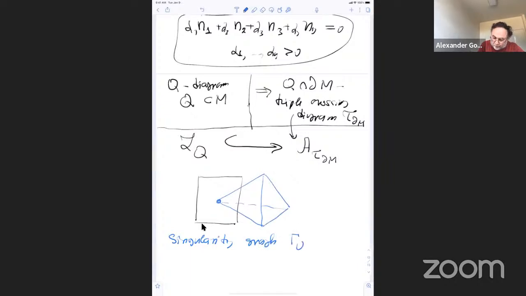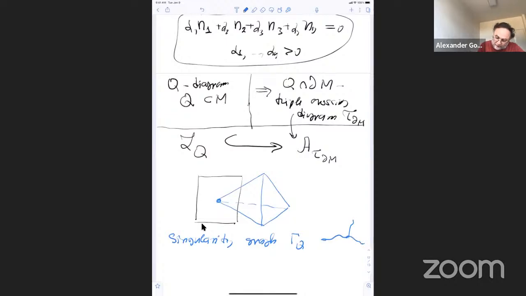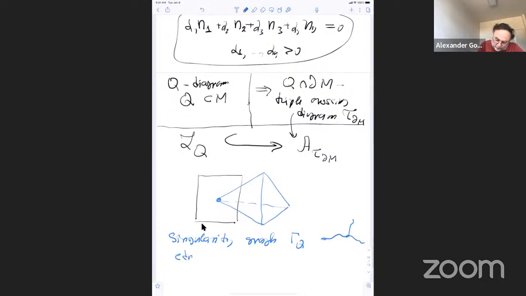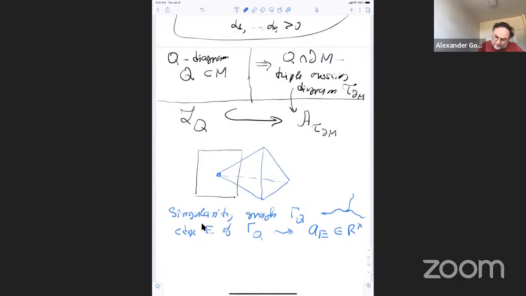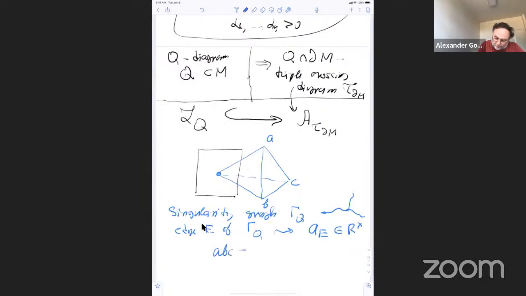Let's call the graph of this Q. It has these edges, and it has vertices which are quadruple intersections. So it looks like that. And so we assign to each edge E of this singularity graph a certain number, a non-commutative number in R star. And then we demand that when you see these three numbers here, A, B, and C, then A, B, C equals 1. And also the same is true, of course, on the other side.